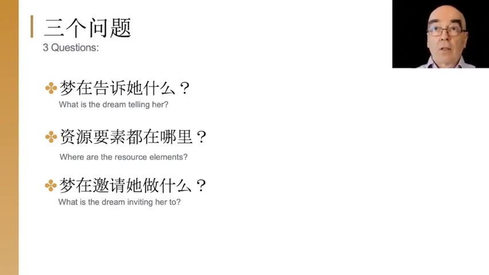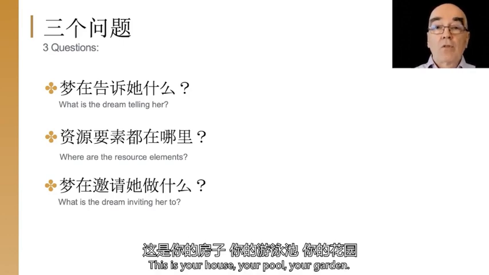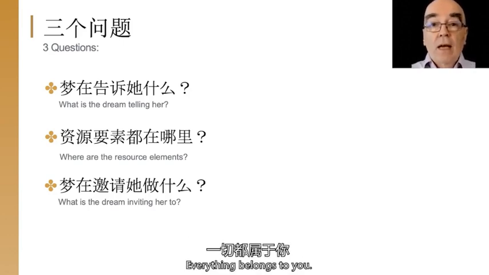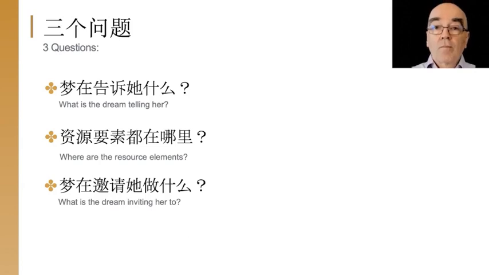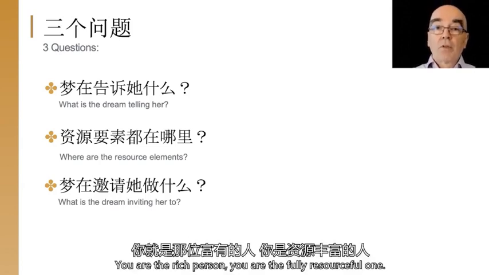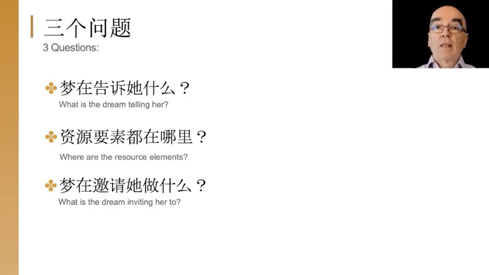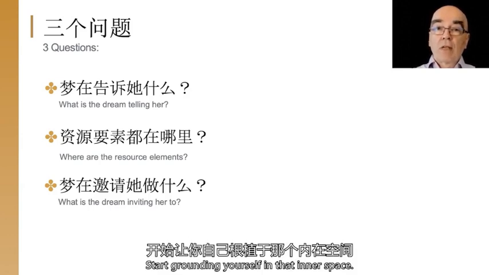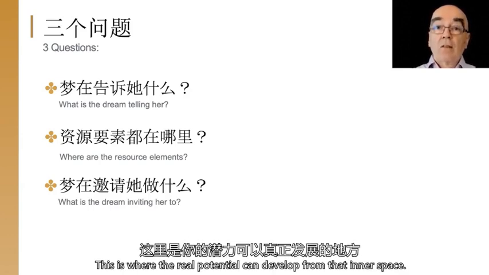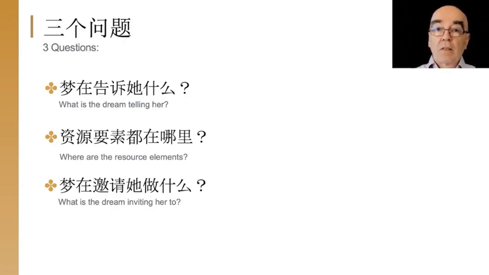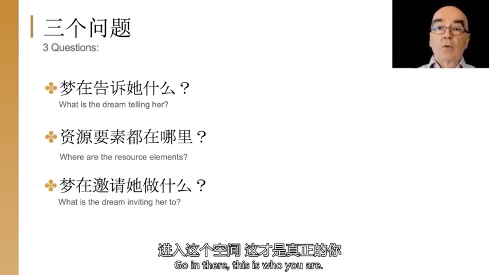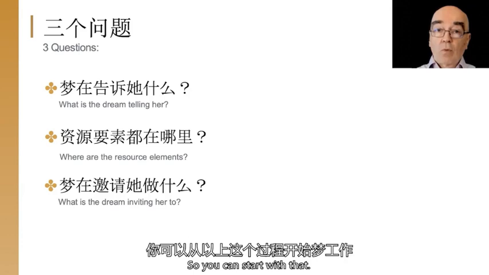It's yours. This is your house, your pool, your garden. Everything belongs to you. You are the rich person. You are the fully resourceful one. Start grounding yourself in that inner space. This is where the real potential can develop from that inner space. Go in there. This is who you are. So you can start with that.